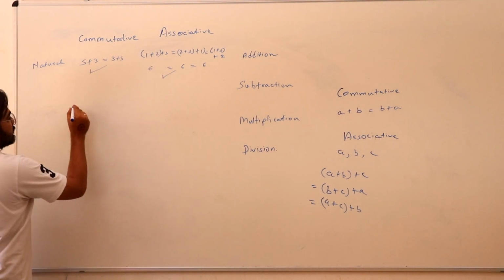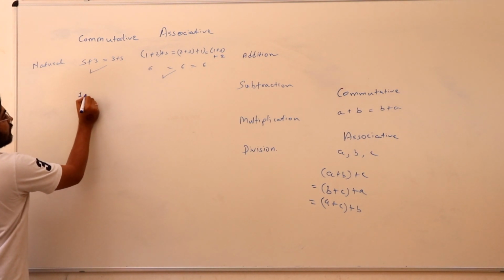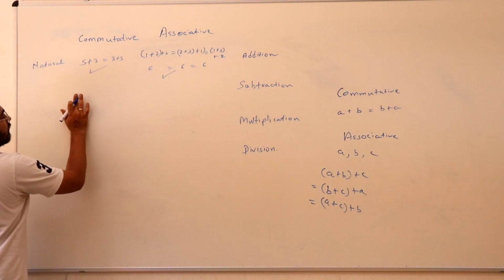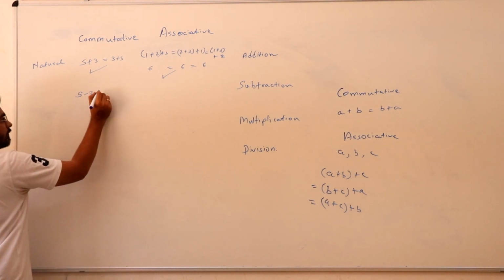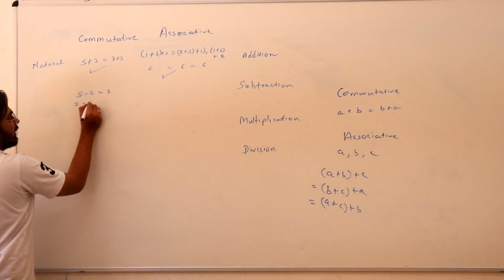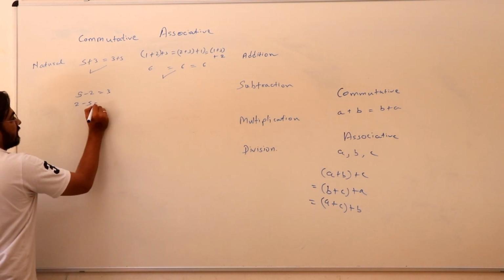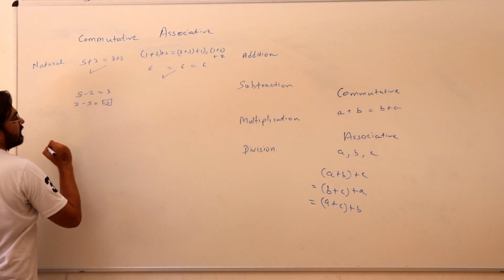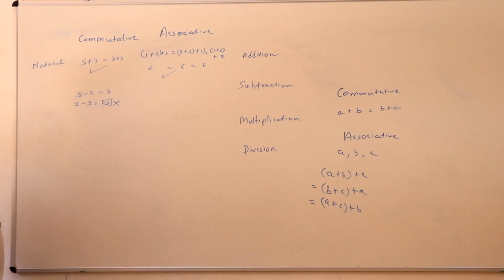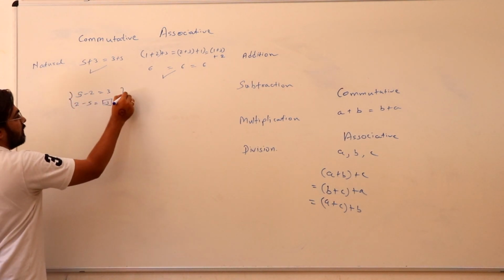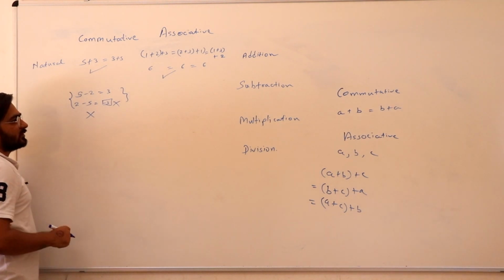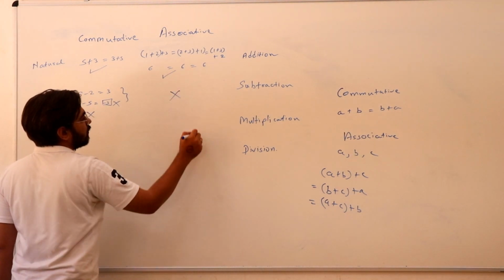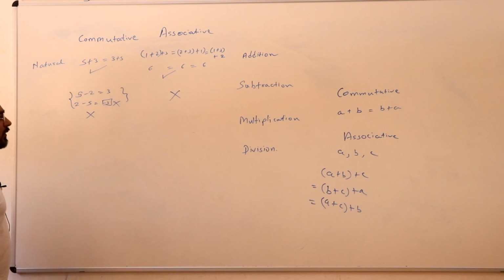Let us check for subtraction now. If I do 5 minus 2, answer will be 3. But what if I do 2 minus 5? Answer will be minus 3, which is not a natural number, and answers are not same, so it does not follow commutative property for subtraction. Same way it cannot follow associative as well.